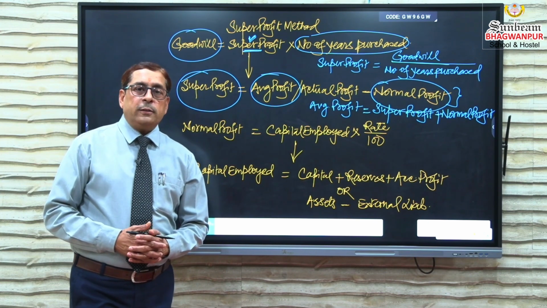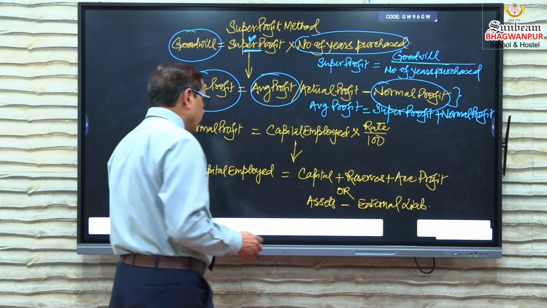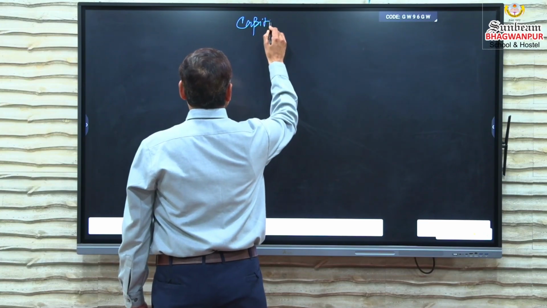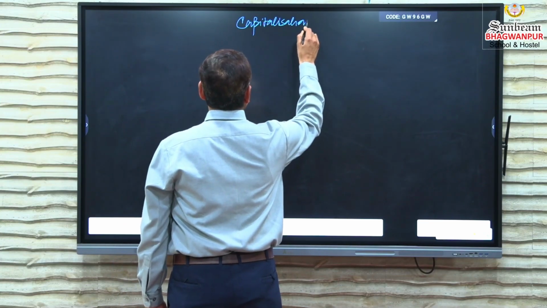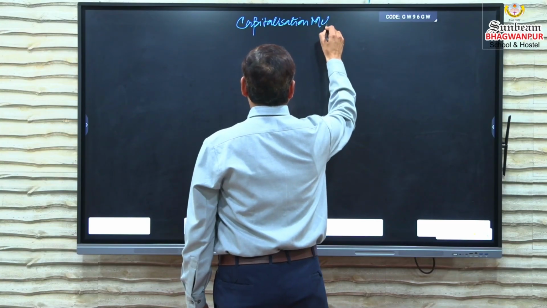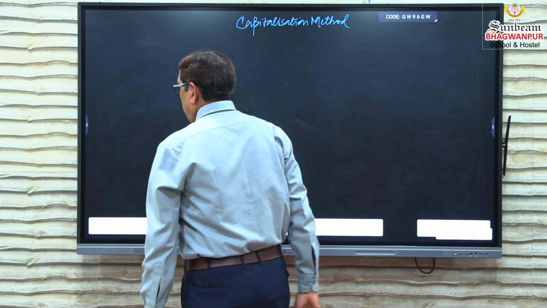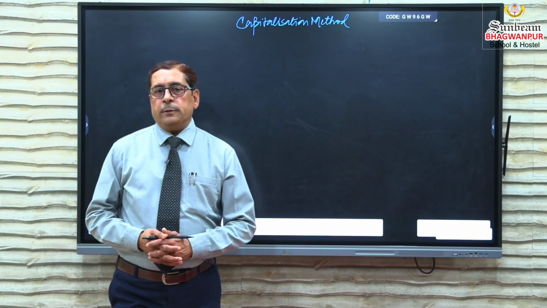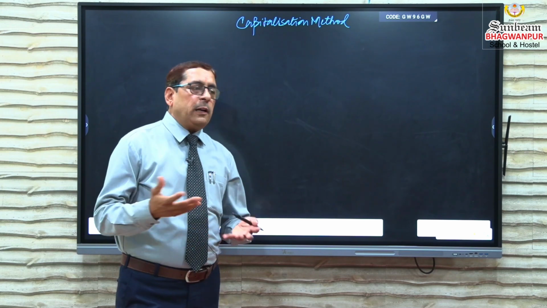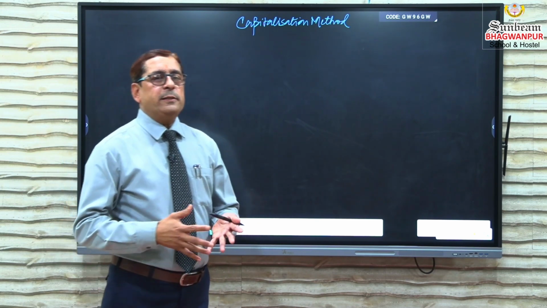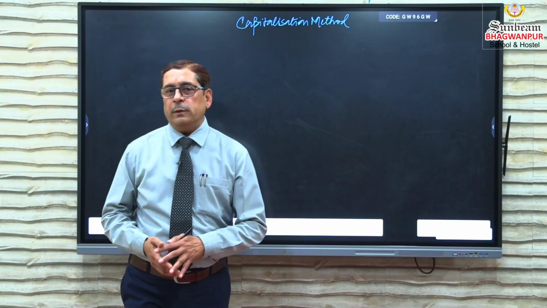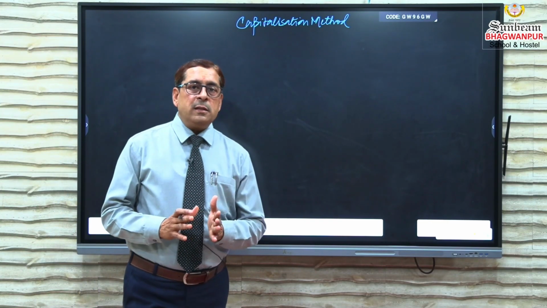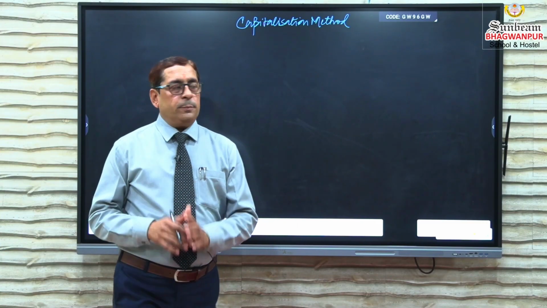Now, the third and last method of valuation of goodwill is the capitalization method. Through the capitalization method, we can also find out the value of goodwill. I am repeatedly telling you to find out the value of goodwill. You know that goodwill is an intangible asset and the exact amount of goodwill you cannot determine, but these are the ways. By using these methods, we can estimate the amount of goodwill.